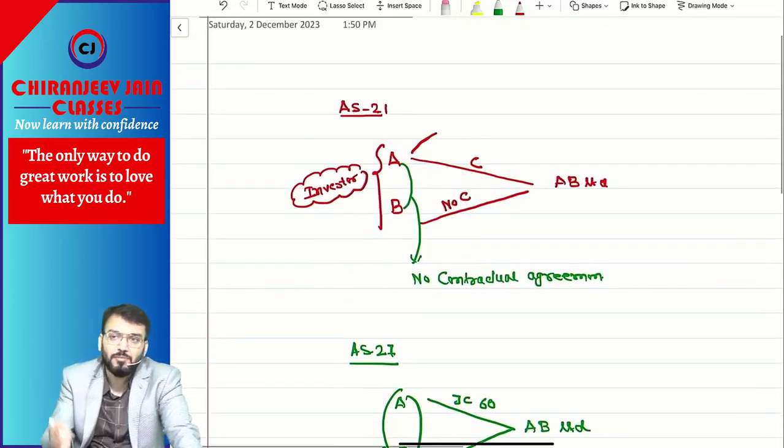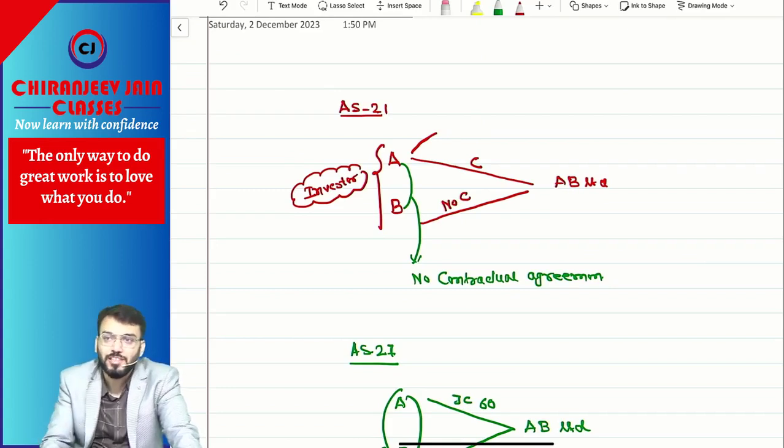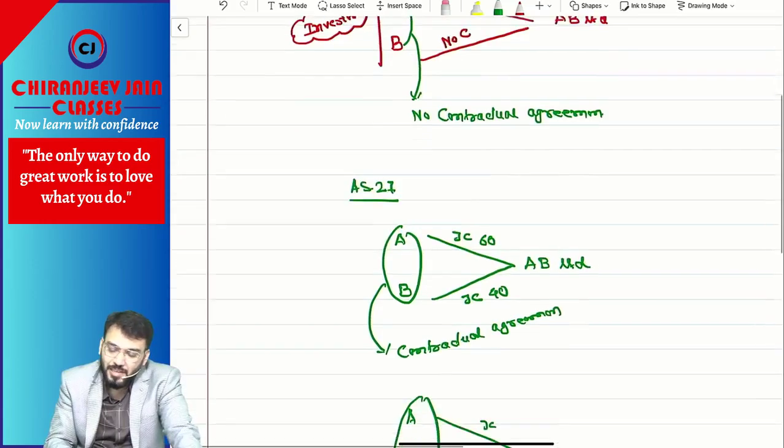As simple as what we have done in AS 21. In AS 21 we have prepared the books of A Limited, that was known as consolidated financial statement. So in the books of A Limited we have accounted the transactions of AB Limited. So that only we have done. Understood this point? Shall we move ahead?